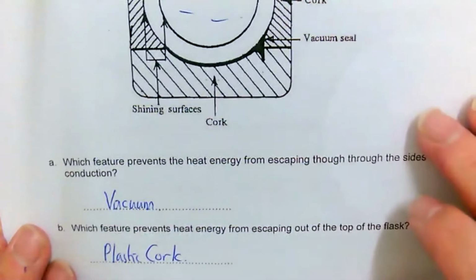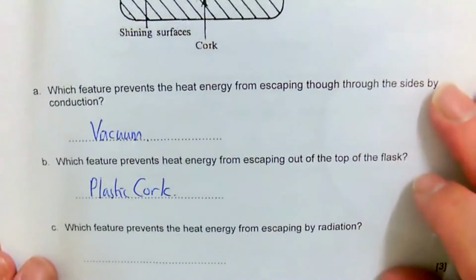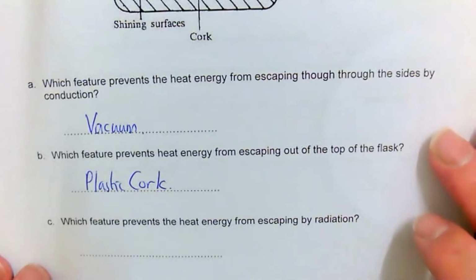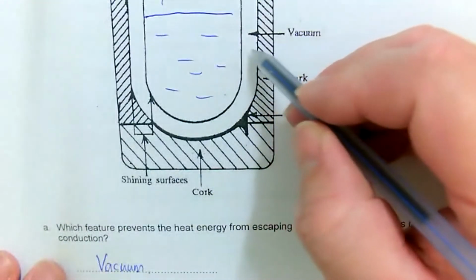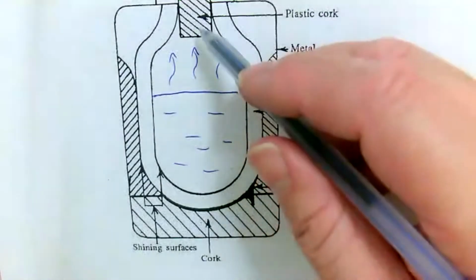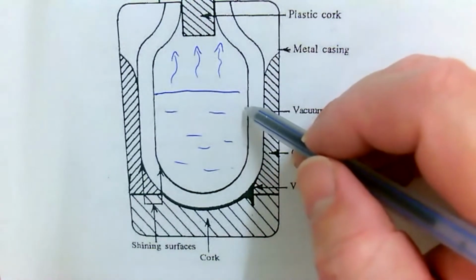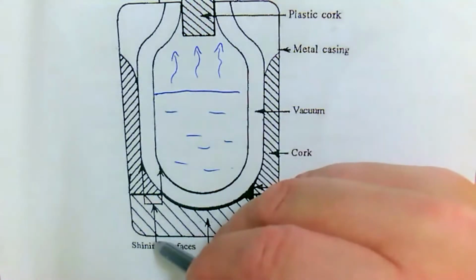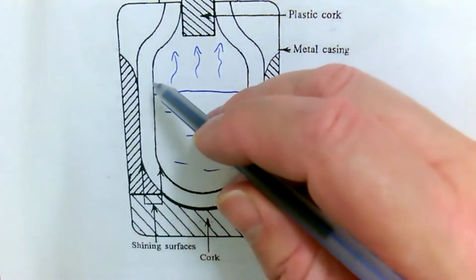And last but not least, which feature prevents heat energy from escaping by radiation? Well, remember, it's white and shiny surfaces which prevent radiation because they reflect it back in. So this hot liquid's trying to conduct out, but it can't. It's trying to convect out the top, but it can't. So the only way it could still lose thermal energy is by radiation. But we have shiny surfaces. So here it's almost like a mirror.